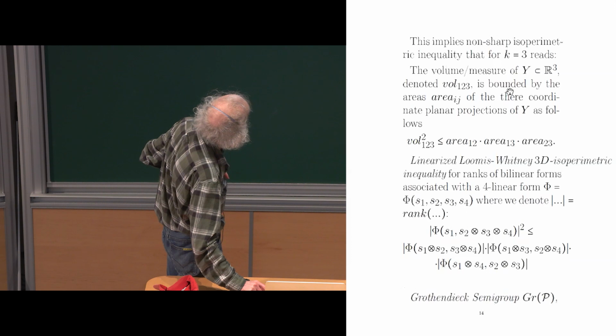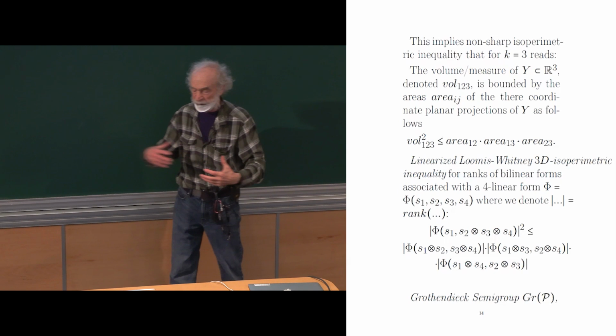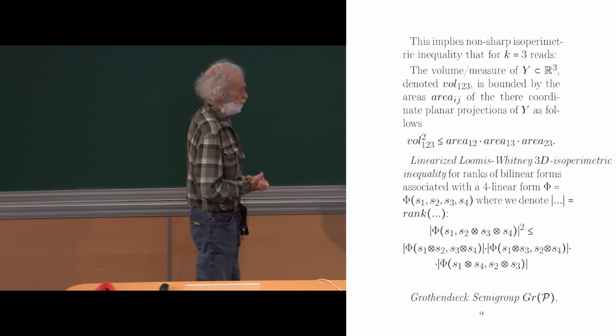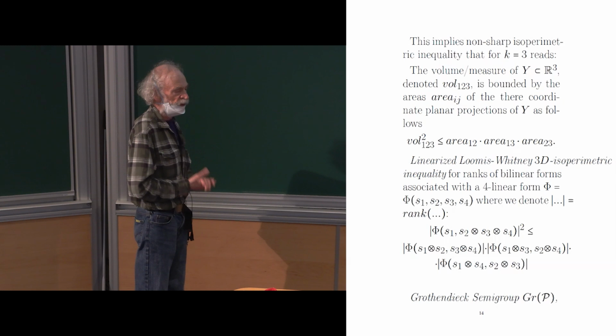When you have a three-dimensional body, you project it into planes, and then the volume of the body is bounded by the areas of these planes, by their product to the power 3 over 2, or 2 over 3. And this is, in a way, more profound than the isoperimetric inequality. It's not sharp, in a way; the extremals, of course, will be rectangular solids, not balls, but it's better, it corresponds to what is called the logarithmic Sobolev inequality.